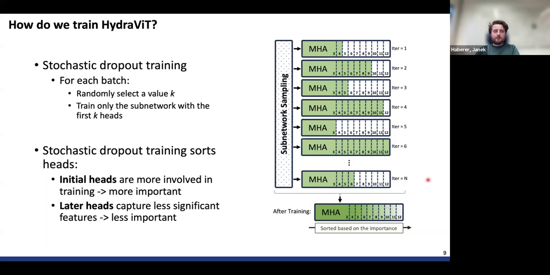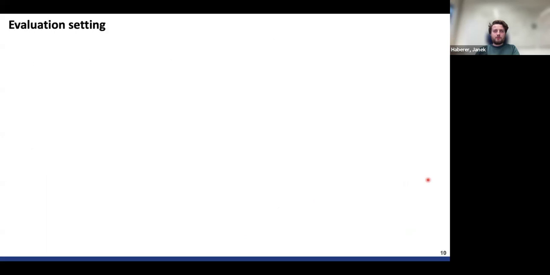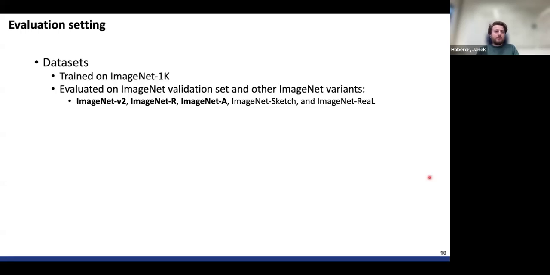Yeah, and with that, we come to the evaluation. For the data sets, we trained everything on ImageNet 1K and evaluated it on ImageNet 1K as well as some other variants. So we have ImageNet V2, ImageNet R, A, Sketch, and Real. Of these, I will be showing some results for the first 3. For the remaining ones, please check out the paper, where we have all of the results. Also check out the appendix. There are quite a lot more results in the paper.